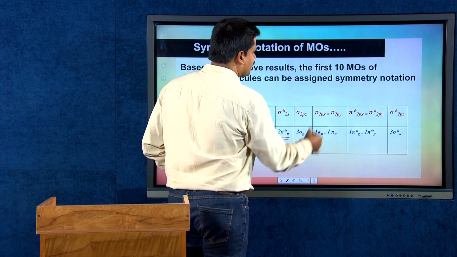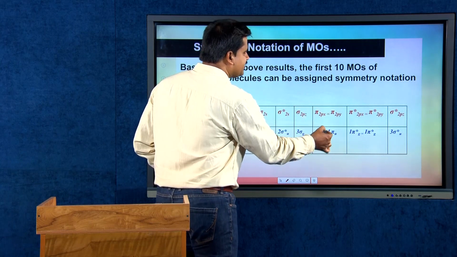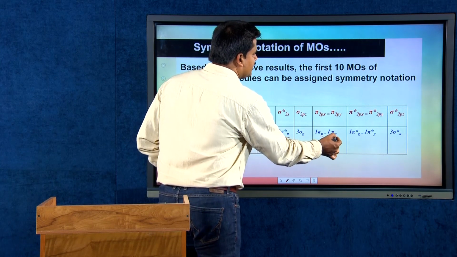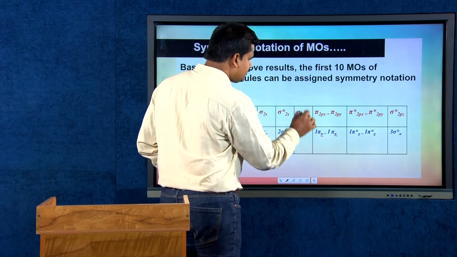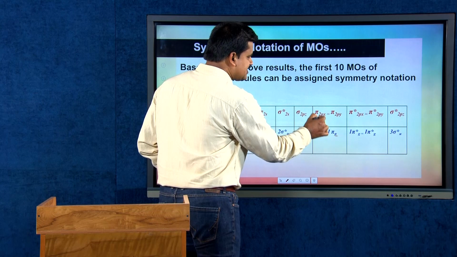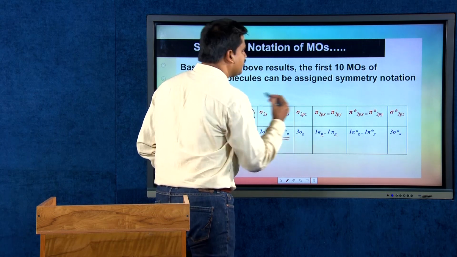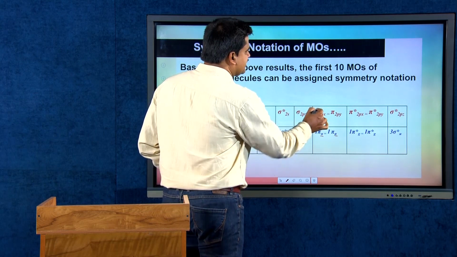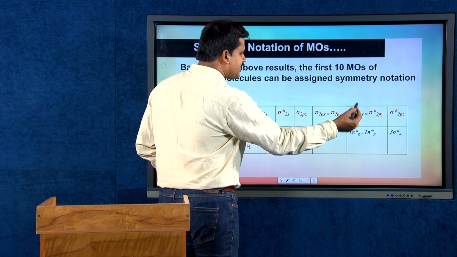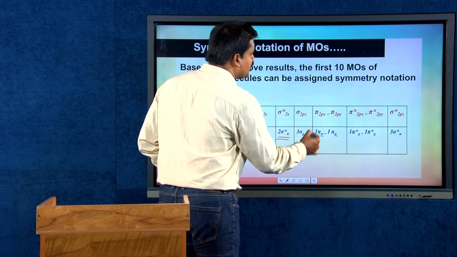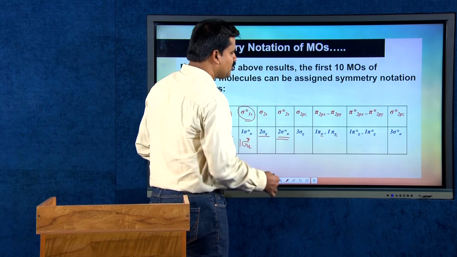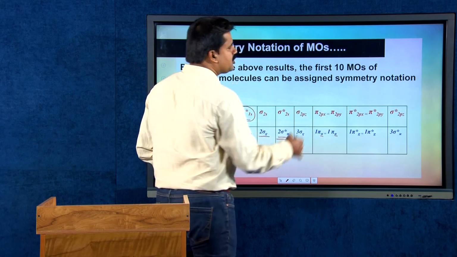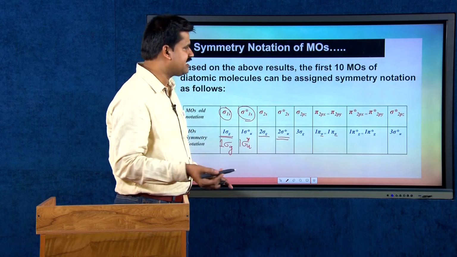Moving on to the pi orbitals, you know the fact that pi orbitals are ungerade, so the u subscript is here, and pi orbitals have pi symmetry, so pi is carried over here. Also, this is the first pi orbital that appears, so I put 1 pi u. That is having degeneracy. So 1 pi u equal to 1 pi u. This is because pi 2px and pi 2py orbitals have the same energy.